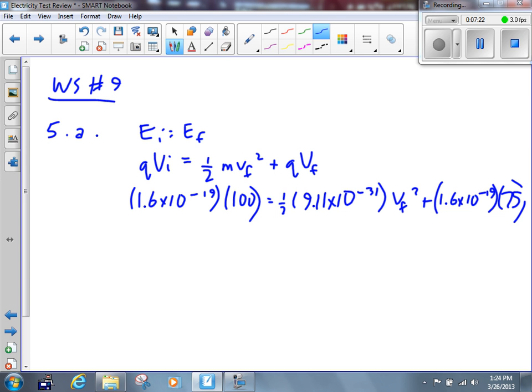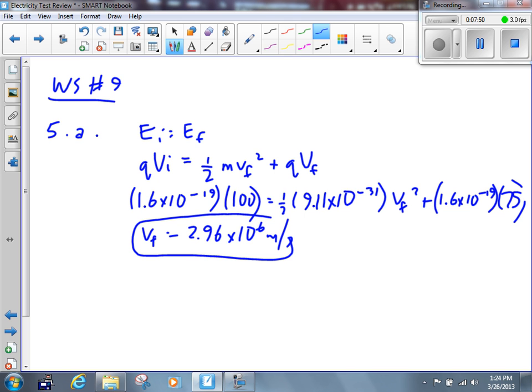Other than that, the distances involved are irrelevant. We only need that 16 and that 4 centimeters to remind us that, look, it's only going a quarter of the way across. Therefore, the entire potential difference, the 100 volts I started with, isn't the entire potential difference in this question. We're only going through a potential difference of 25. When you solve for VF there, it works out to be 2.96 times 10 to the 6. You're going to calculate the number on the left, take it over to the other side by subtracting, then multiply by 2, divide by 9.11, and then square root.